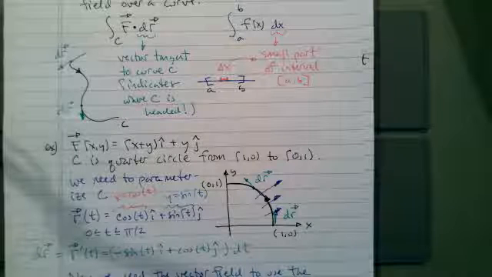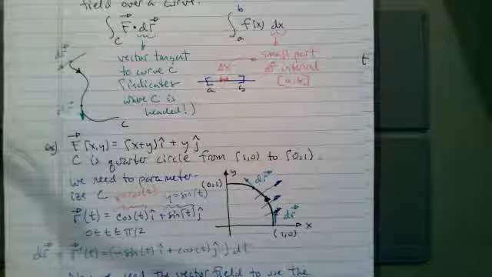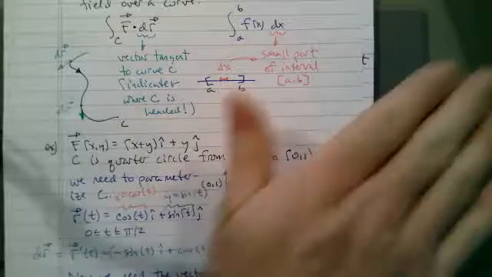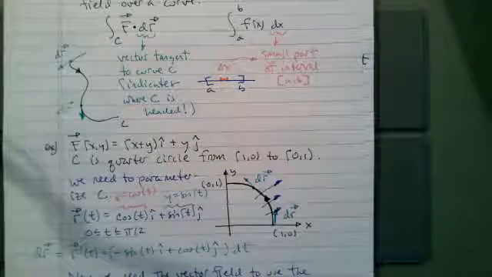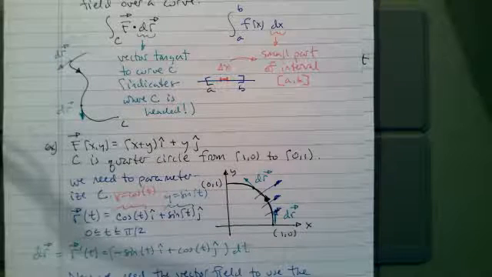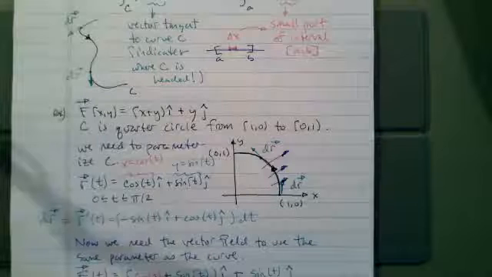So based on this picture, with the curve pushing into the vector field, or the vector field going against the curve, think of this bird trying to make this turn in this wind. We should expect the line integral to be negative. And that's what we got. We got a negative pi over 4.